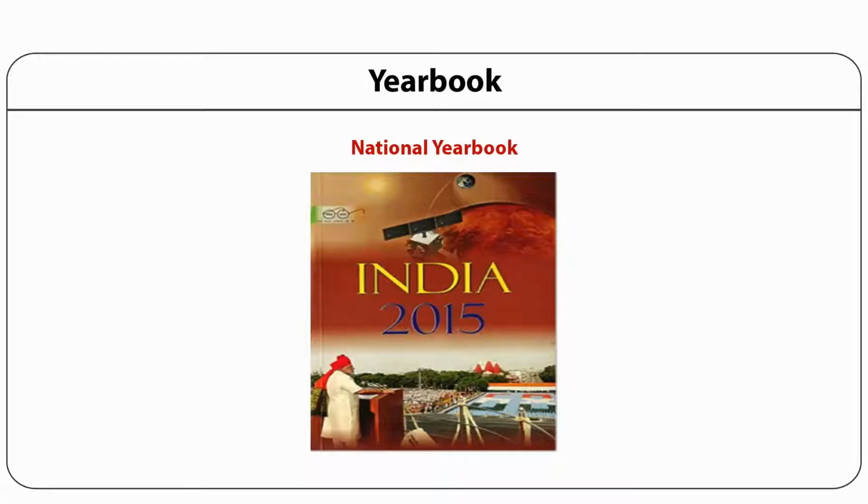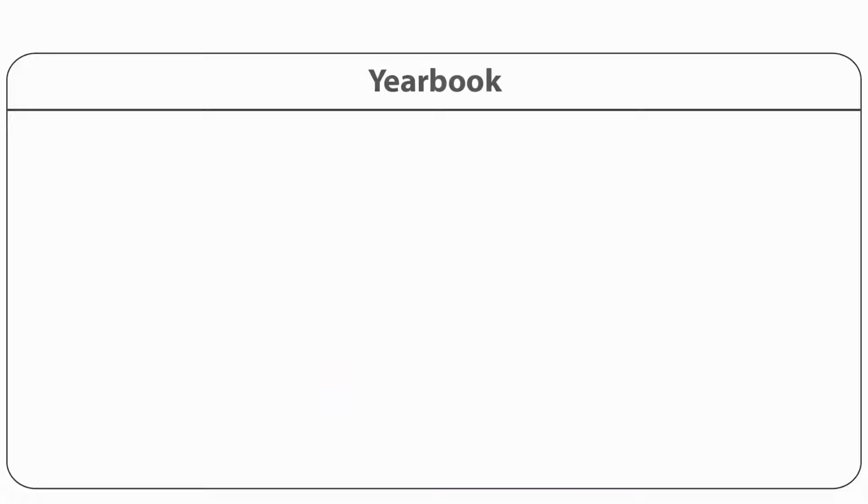National yearbooks are compiled by the respective government of that country and are considered reliable and authoritative. For example, India 2015 is a national yearbook published by the Publications Division, Ministry of Information and Broadcasting, Government of India.